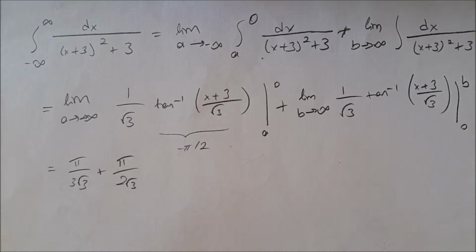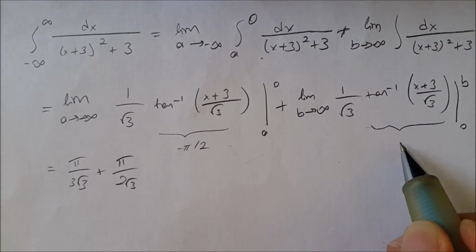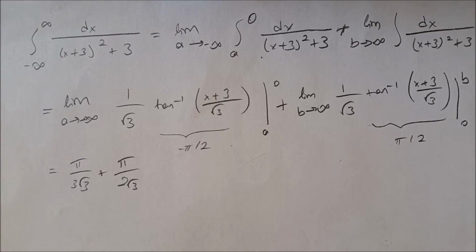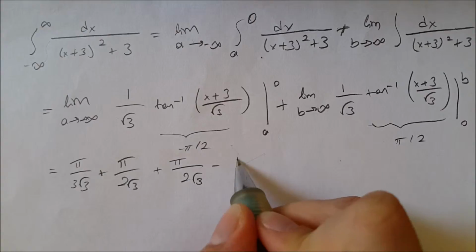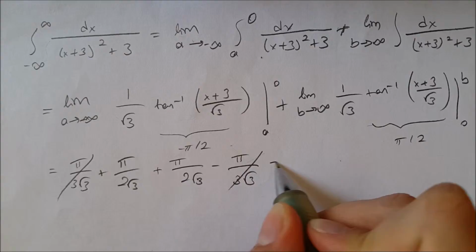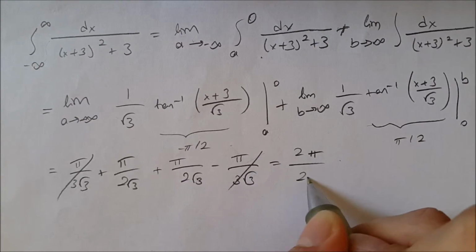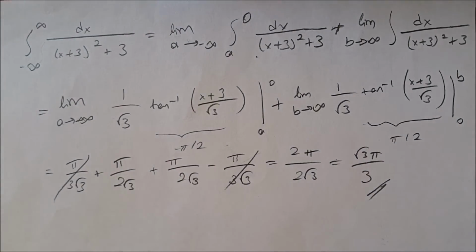When we put a approaching negative infinity into the equation, this equals negative pi over 2, and this equals pi over 2 when we put b approaching infinity into the equation, so we don't get divergence. Instead, we get these numbers, if you do the math, minus pi over 3 root 3. These cancel out, so we get 2 pi over 2 root 3, which is equal to root 3 pi over 3. This is the answer of the improper integral.